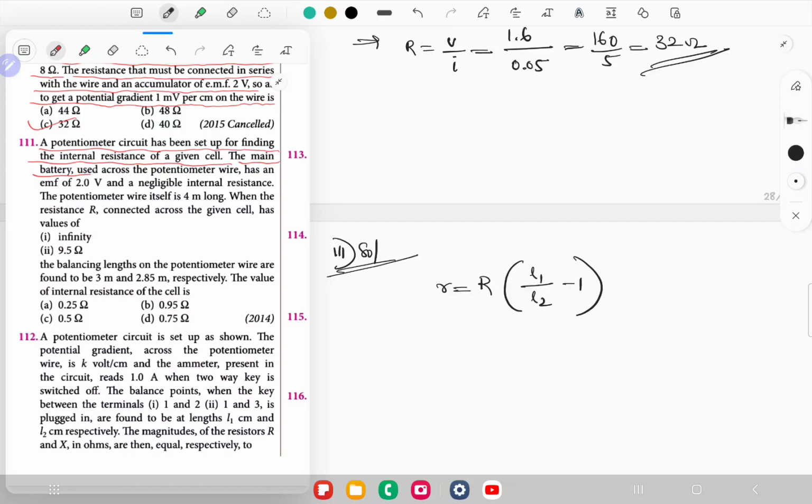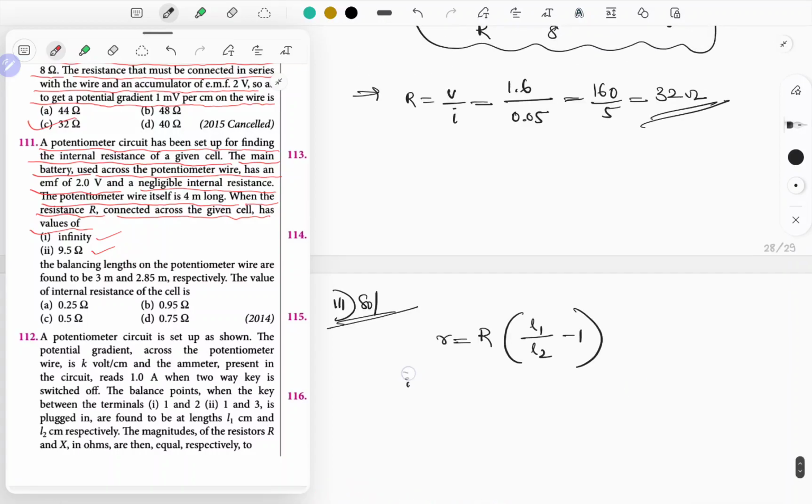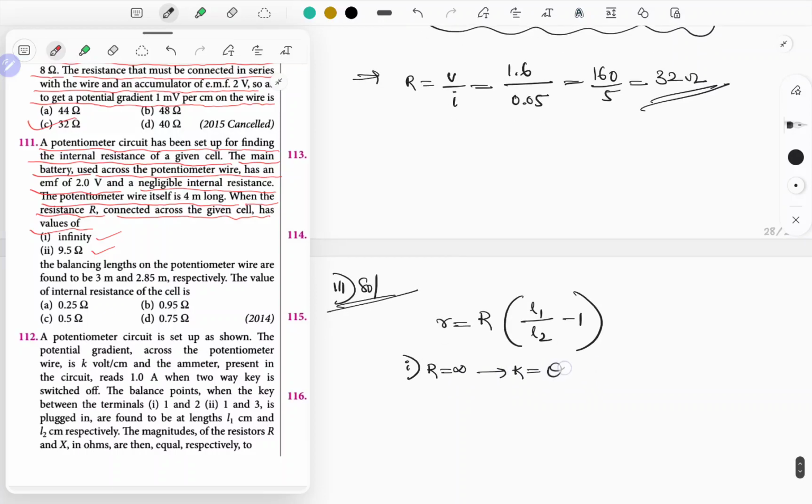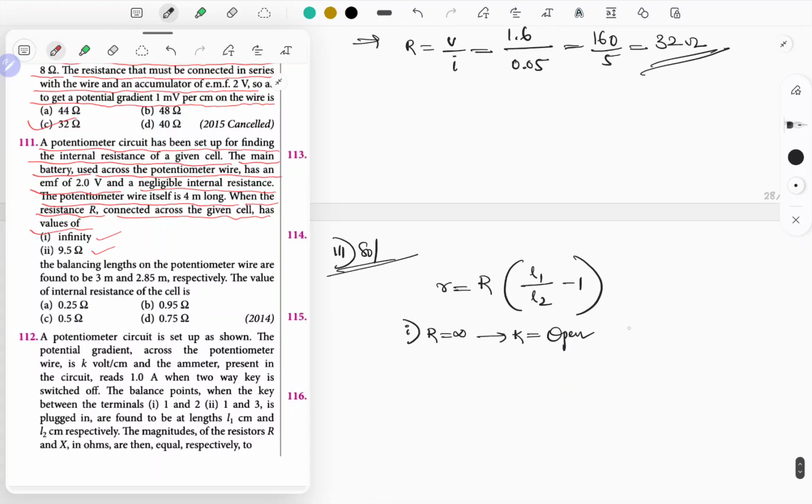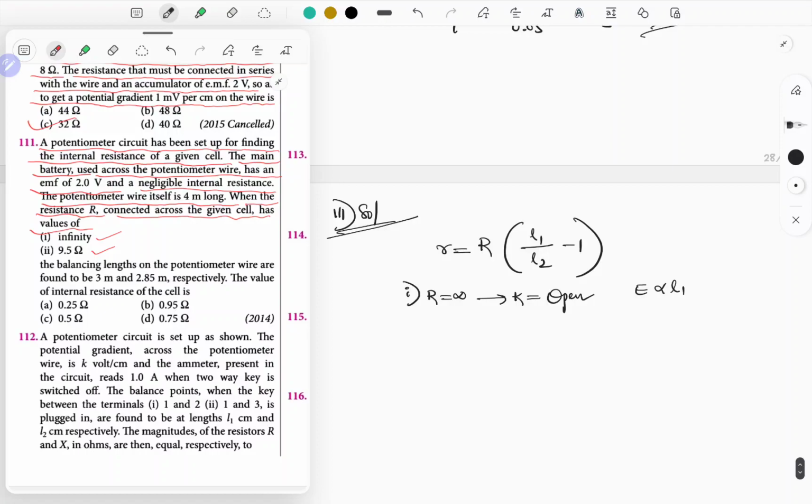The main battery used across the potentiometer wire has an EMF of 2 volts and a negligible internal resistance. The potentiometer wire itself is 4 meter long. The resistance capital R connected across the given cell has values of infinity and 9.5. See, the meaning of case 1, capital R is infinity, in the sense switch K is opened. That means we are not taking R into consideration. In this case, EMF is directly proportional to L1. Okay, hope you are able to understand.